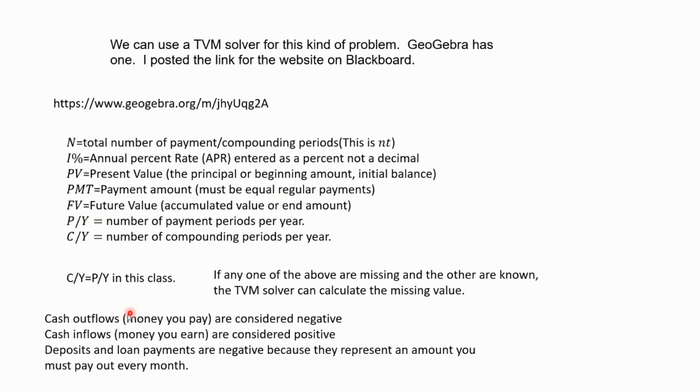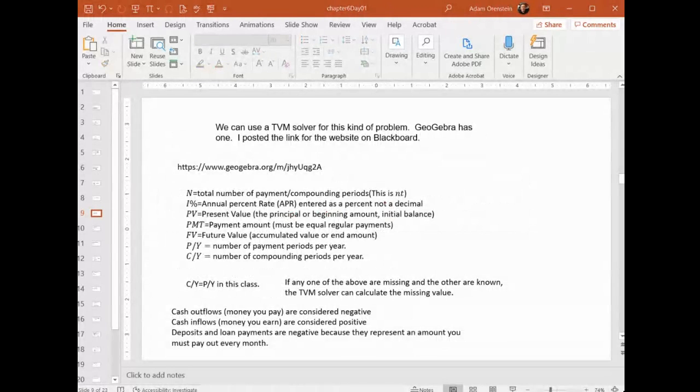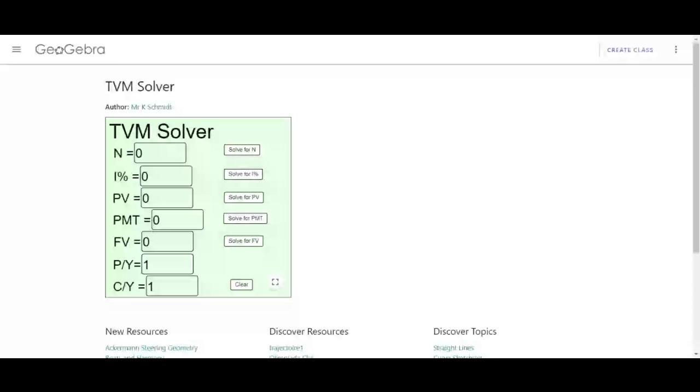Okay, before I go on with the slide, let me get to the solver to show you it. Okay, there it is. All right. Okay, let me just share it now. There, here it is. Okay, you should see it in a second. Here it is. Again, the website, it's on the slides. It's also posted on Blackboard.